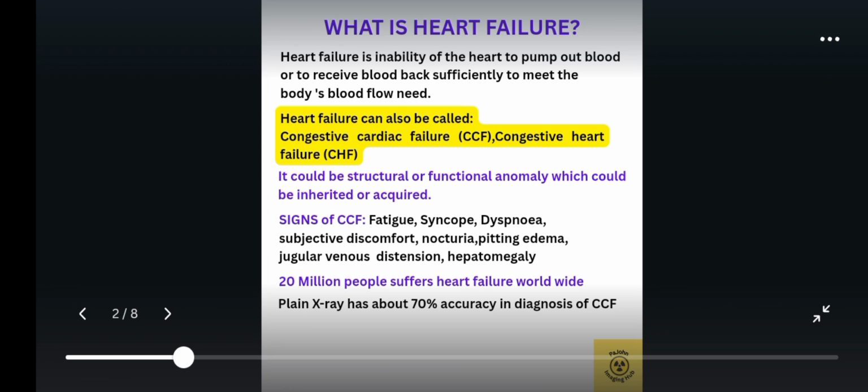Heart failure can also be called other names. Yeah, we can call it congestive cardiac failure, CCF, congestive heart failure, CHF. In your report, you may see these other names of heart failure.